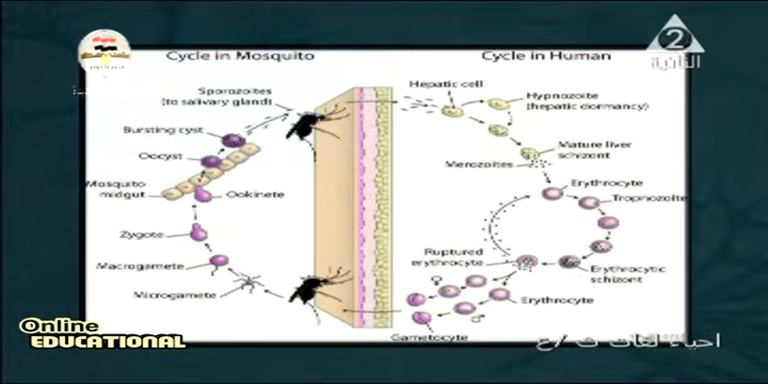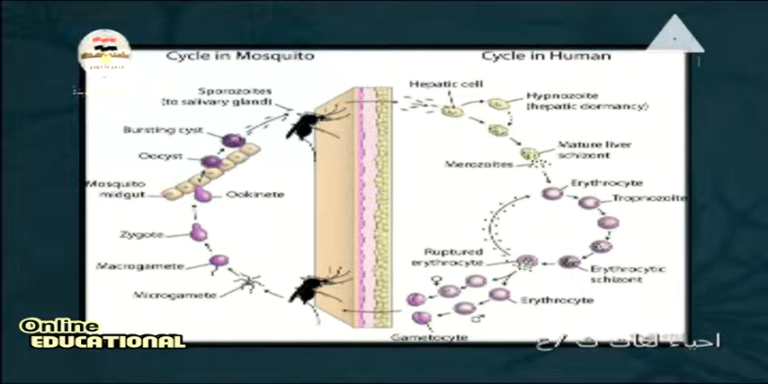Okay, first, the mosquito invades the skin, which means it penetrates or makes a piercing with its mouth inside the skin of the human. What happens? First, it moves with the blood until it reaches the hepatic cell. In the hepatic cell, the parasite matures in the liver cells into what we call merozoites. After that, the merozoites go into the red blood cells, or erythrocytes. Erythrocytes means red blood cells.